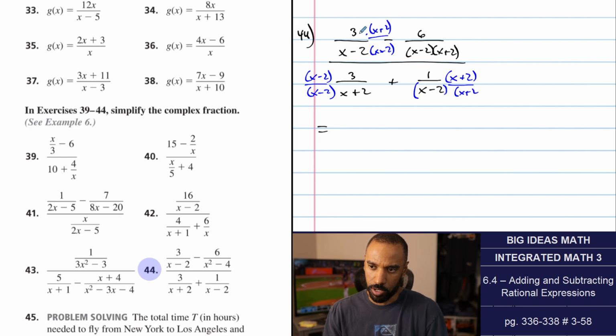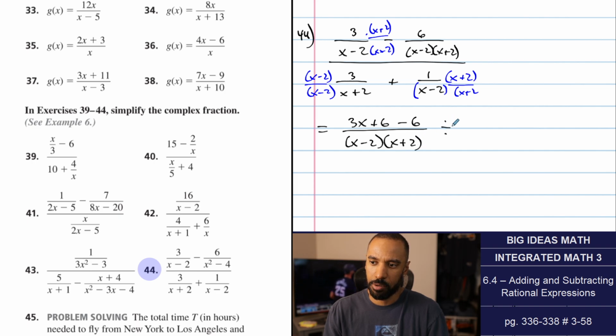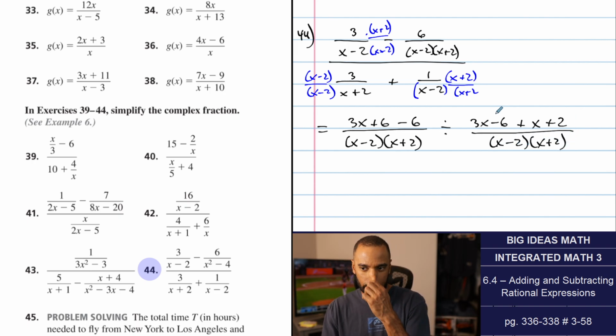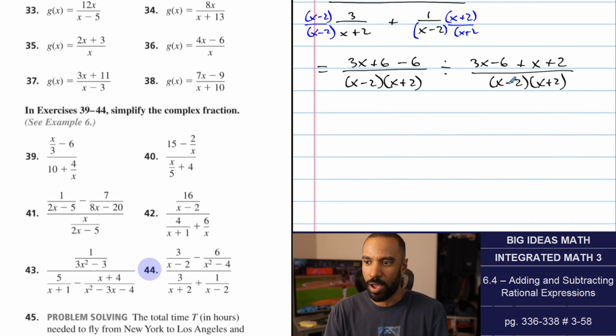So as far as the overall division goes, 3 times the quantity x plus 2 is 3x plus 6. We are subtracting the 6 there, which means those will go away. This is x minus 2 times x plus 2, and this is divided by, over here, 3x minus 6 plus 1x plus 1, 2, all over x minus 2 times x plus 2. If at any stage you'd like to cancel out those x minus 2's, x plus 2's, go ahead, but don't make a mistake on how this division actually works itself out. Now the 6's do go away.